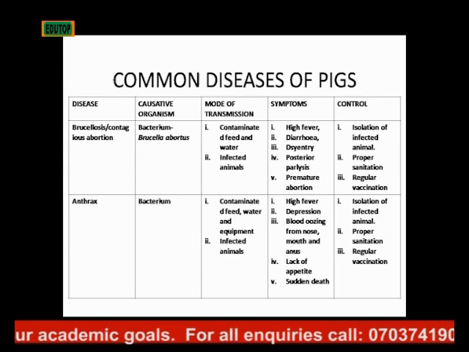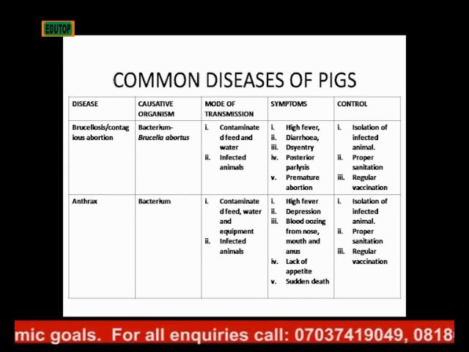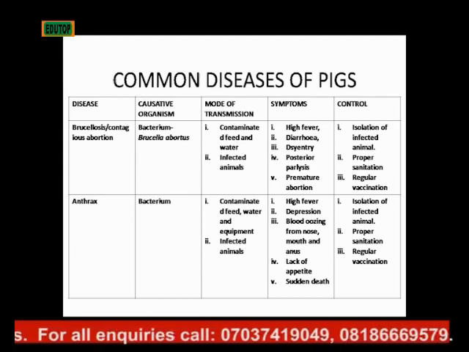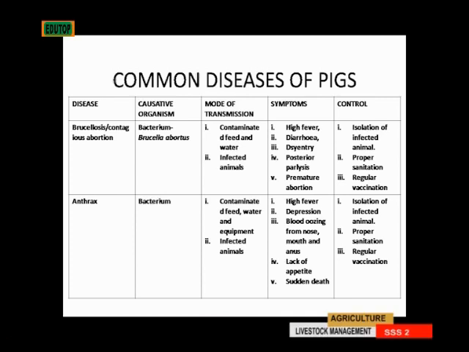So when you see these symptoms, you quickly isolate the infected animal so that it doesn't infect others. Then make sure their feed and their water is not contaminated. Do regular and proper sanitation for your pig, then regular vaccination. Those are the ways you can control anthrax.